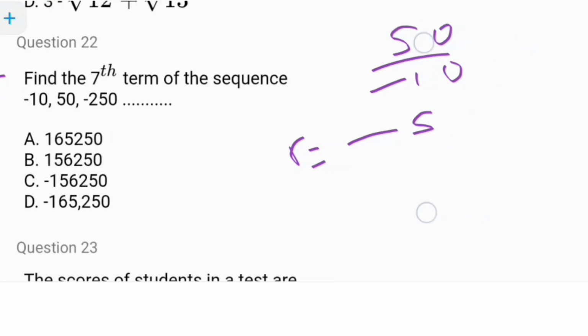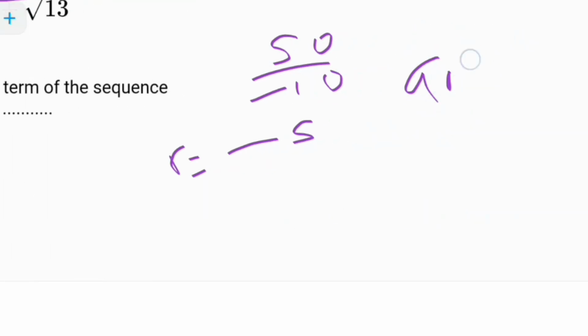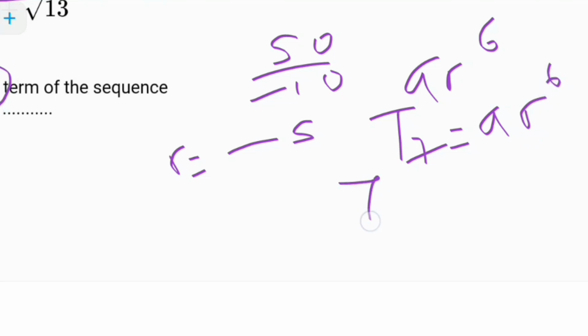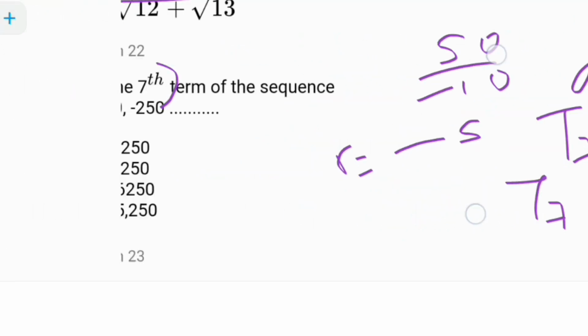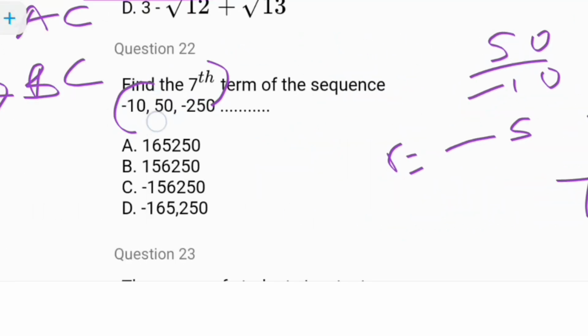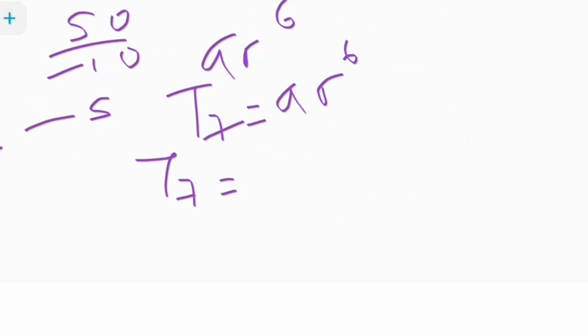Then the 7th term of a GP is given by ar^n, or let me just say ar^6. That's the 7th term of a GP. So T7 is equal to ar^6. And the question, I'm looking for the 7th term. So T7 is equal to, the first one that appeared here is a. That's the first term. That's minus 10. So just going to plug it in here. You get your answer. So minus 10 times, your r is minus 5 raised to the power 6.